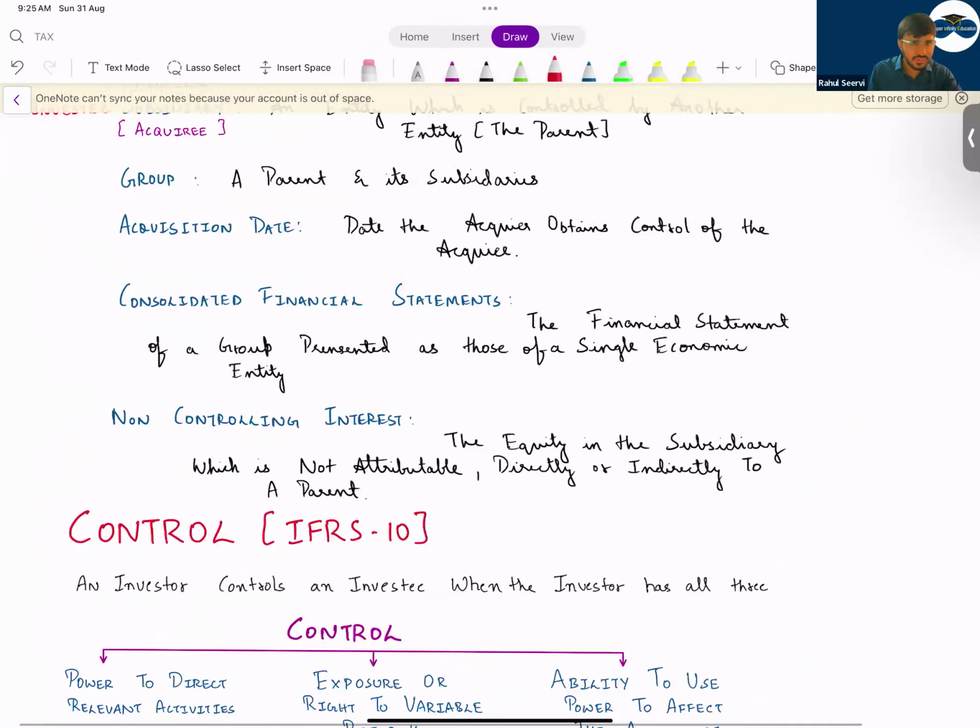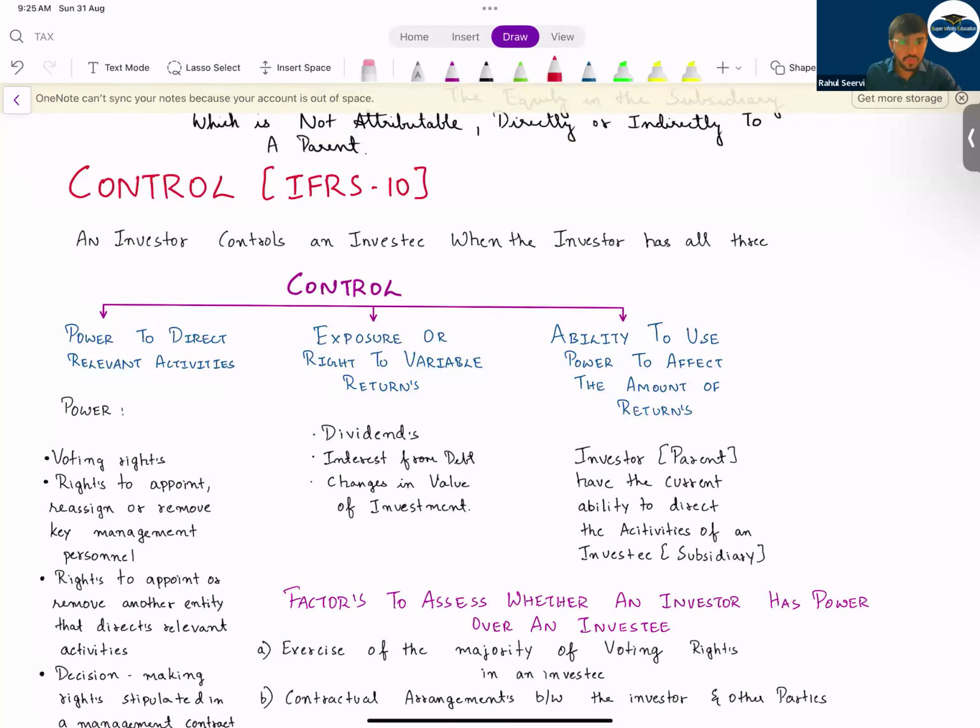What does the term control mean? An investor controls an investee when the investor has all three things. Control means power to direct relevant activities. What is the first thing you'll write down? An investor will have control when it has power to direct relevant activities, exposure or right to variable returns, and ability to use the power to affect the amounts of return of the company.